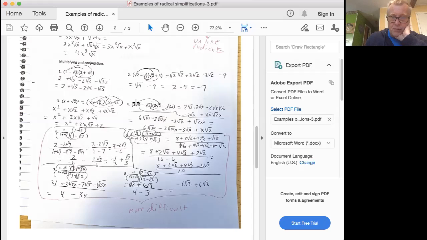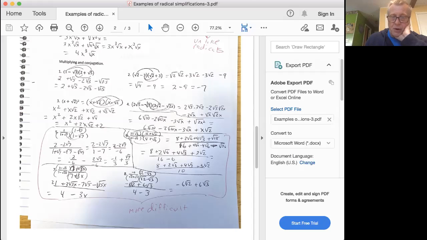Then we have 2 square root of 5 times minus square root of 2x. Again, same idea. I multiply the 2 with the minus 1 in front of here. That gives us minus 2. And I multiply the 5 and the 2x together, giving us 10x underneath the square root. And again, there's nothing we can do with that.